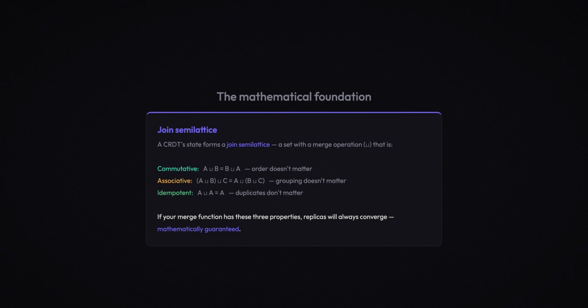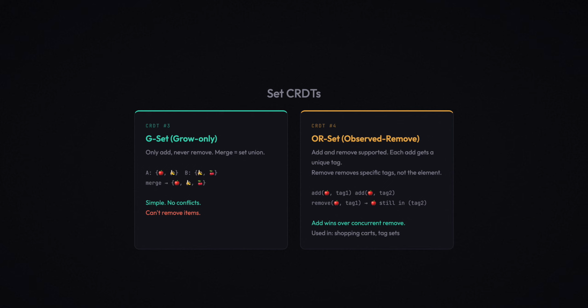Simple, elegant, and conflict-free. Counters are easy, sets are harder. The G set, grow only set, is the simplest set CRDT. You can only add elements, never remove. Merge is set union. Replica A has apple and banana. Replica B has banana and cherry. Merge: apple, banana, cherry. No conflicts possible. Union is commutative, associative, and idempotent. But you can't remove items from a G set.